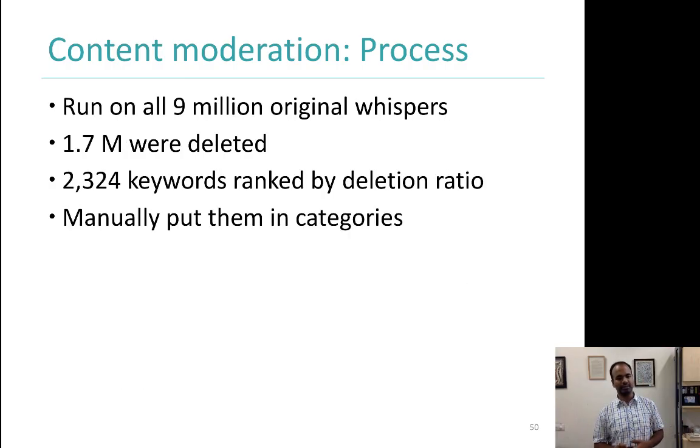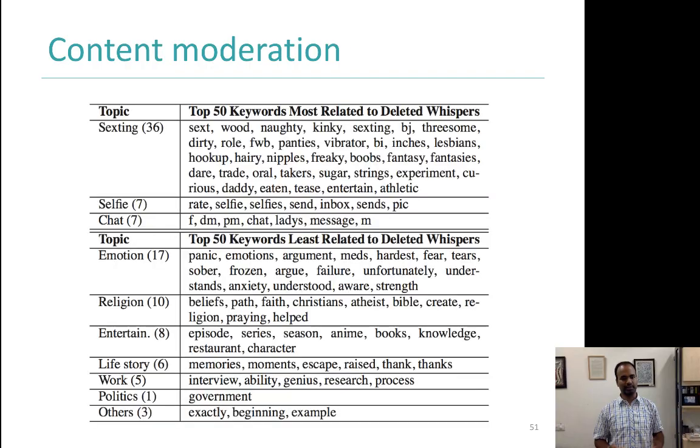Here is a table which shows you the top keywords and the bottom keywords. We'll see it in the next slide. They ran this method for 9 million original whispers. They saw that 1.7 million were deleted, and 2,324 keywords were ranked by deletion ratio. Manually, they put them in categories to see which categories have the largest and the lowest amount of deletion. They ranked them. The table is here.